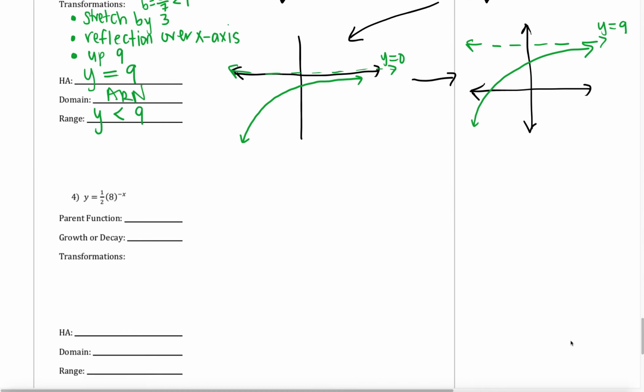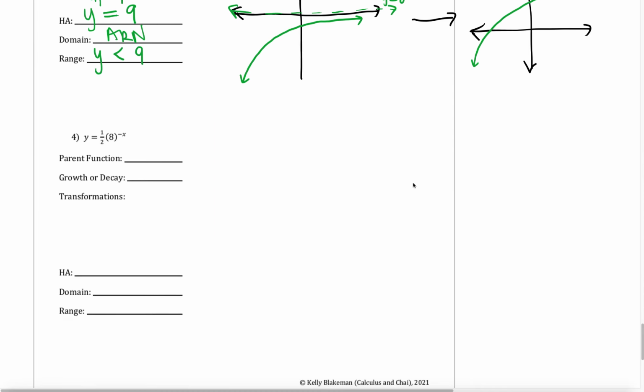Okay, let's look at our last example here. So in problem 4, we have y equals 1/2 times 8 to the negative x. Why don't you guys pause the video here and decide on what our parent function is going to be. So for this example, our parent function is going to be y equals 8 to the positive x. So that negative sign up there, although it's attached to the x, is not part of my parent function. That's actually going to be one of our transformations, so we'll come back to that in a little bit.